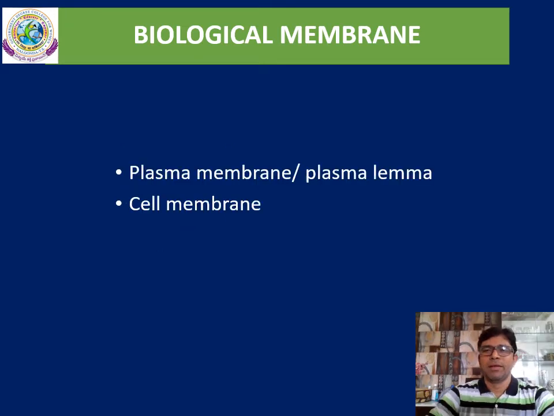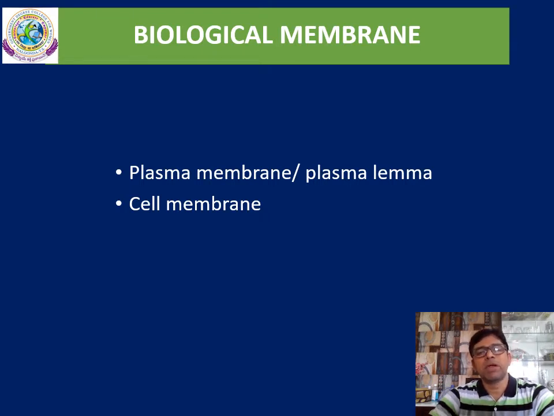Here I am going to tell you about two types of biological membranes. They are plasma membrane and cell membrane. What is plasma membrane and what is cell membrane? Plasma membrane is a thin layer which covers the cytoplasm of the cell in both plants and animals.